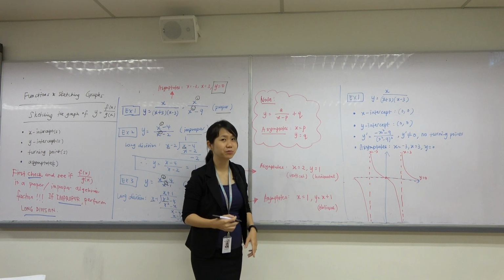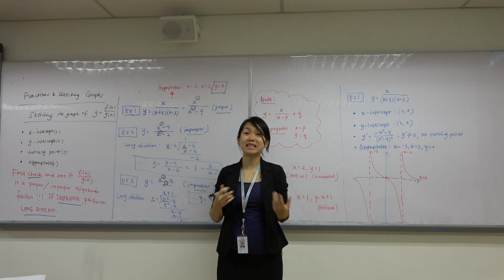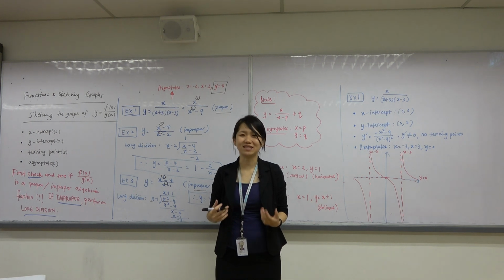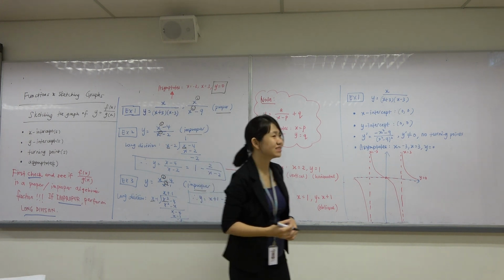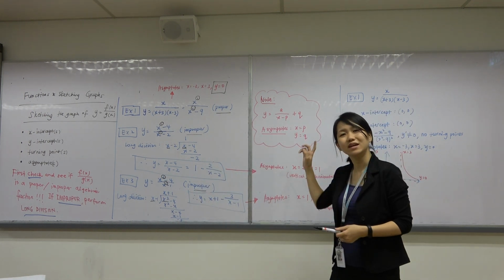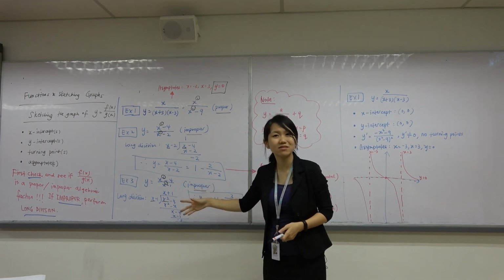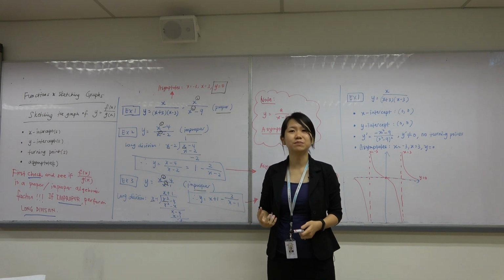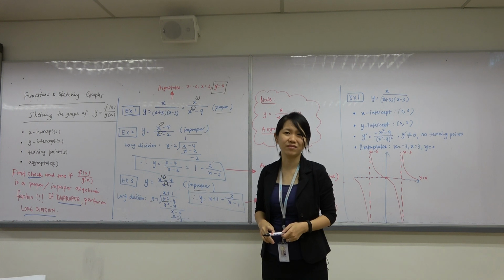Do not be afraid of the word oblique. Oblique simply means slanted, hence you're going to have a slanted asymptote. But oblique asymptote is a nicer term for such an asymptote. So let's look at a few examples. In this video, I'll be talking about the first example. In the next video, you're going to see example 2 and example 3 explained, and I'll be adding 2 more examples for you to understand thoroughly this part of functions and sketching graphs.